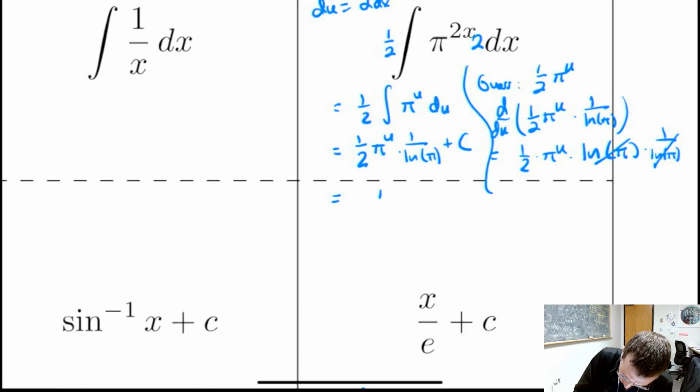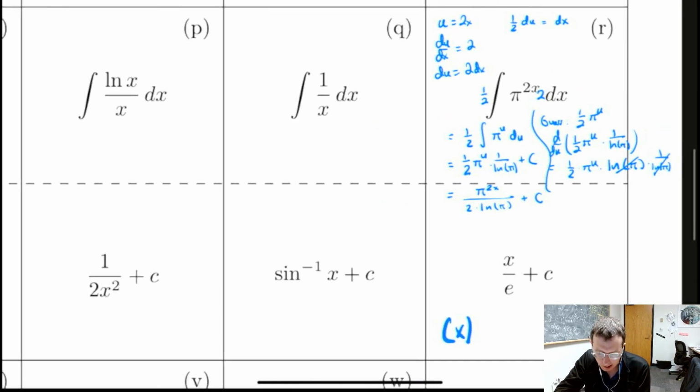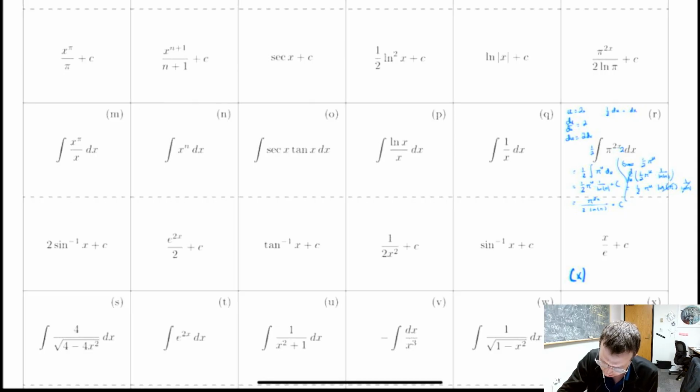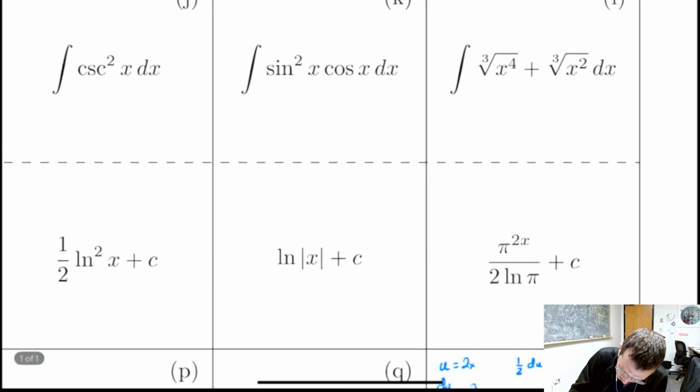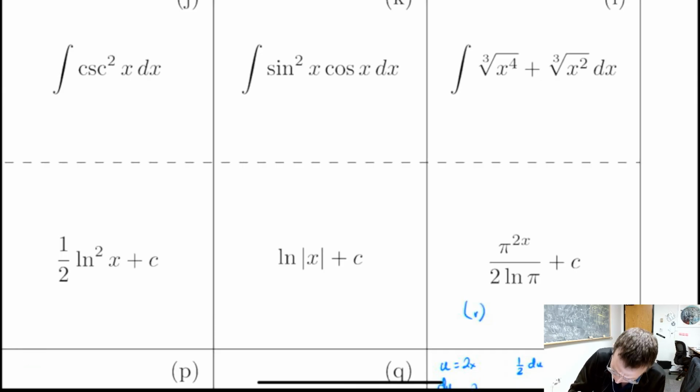So if I clean this up, I have pi to the u, which I'm going to rewrite as pi to the 2x. And then in the denominator, I have 2 times the natural log of pi. Let's see if that's one of the dominoes. It is. It's the one right above this. So this comes from domino R.